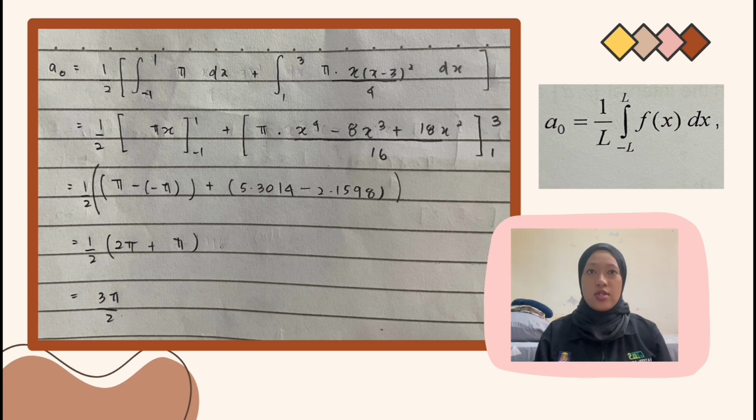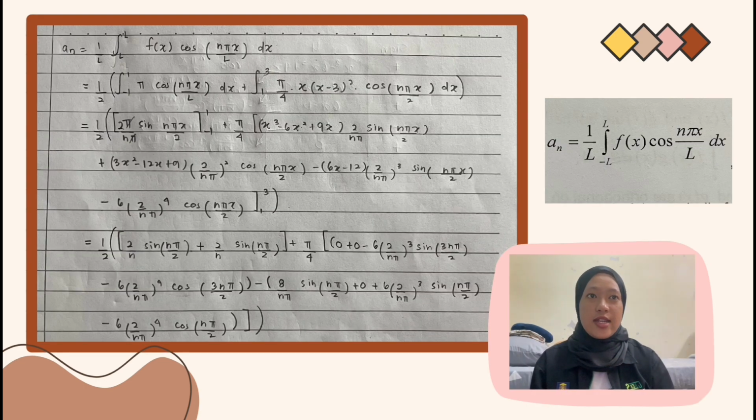So next, to integrate pi dx, it will be pi x with limit -1 and 1, plus another term, which is another f(x) that we already expanded, with the limit 3 and 1. After that, we will subtract the lower limit from the upper limit for both terms, and then we will get 2 pi plus pi, and then we need to multiply by 1 over 2, and we will get the final answer for A0, which is 3 pi over 2.